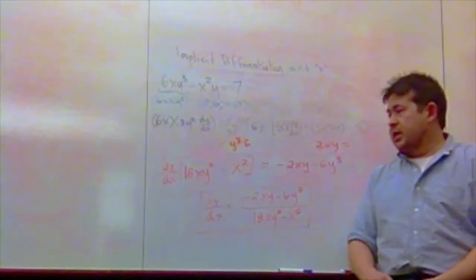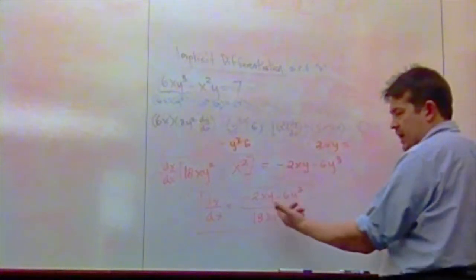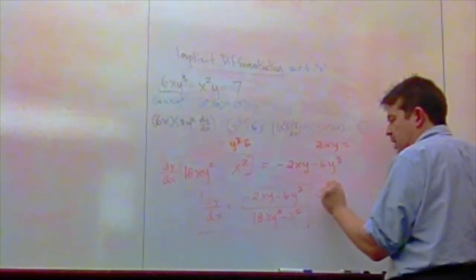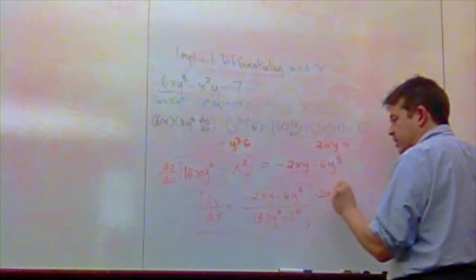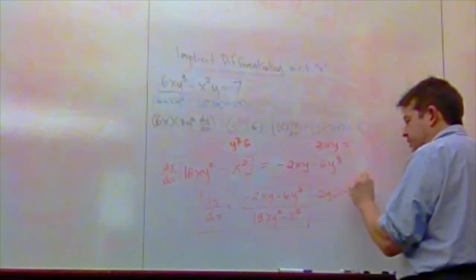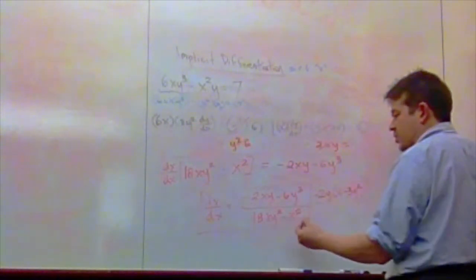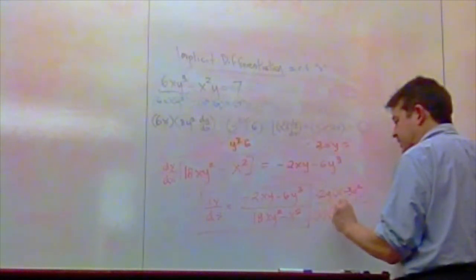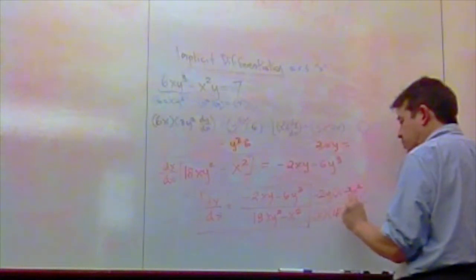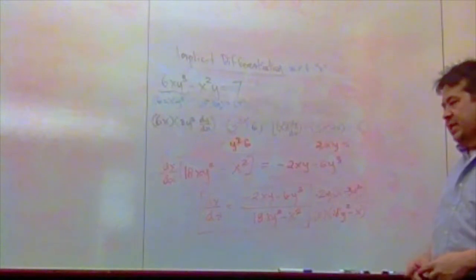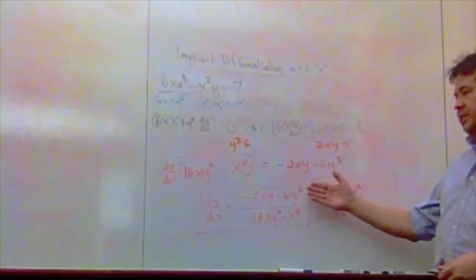This is sufficient. I mean, we could factor out a y and a 2 and get, well, negative 2y times x minus 3y squared, and we could factor out an x and get 18y squared minus x. But if you look, none of these factors really cancel, so we can stop here.